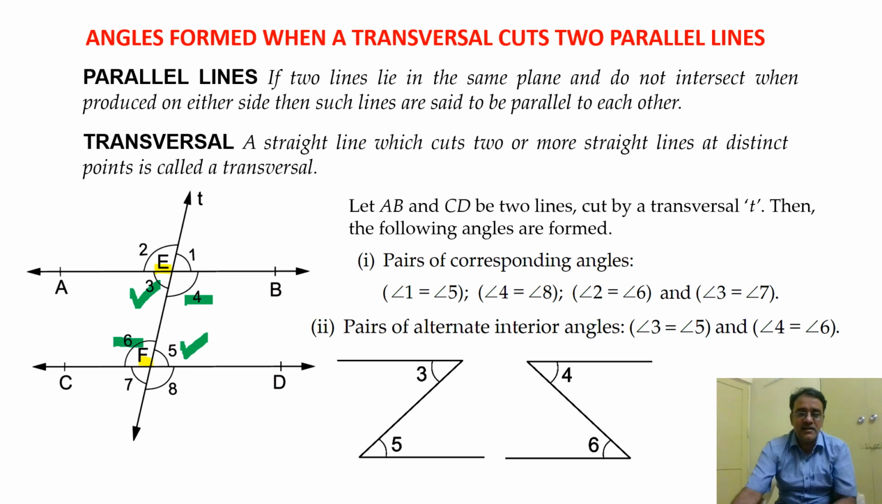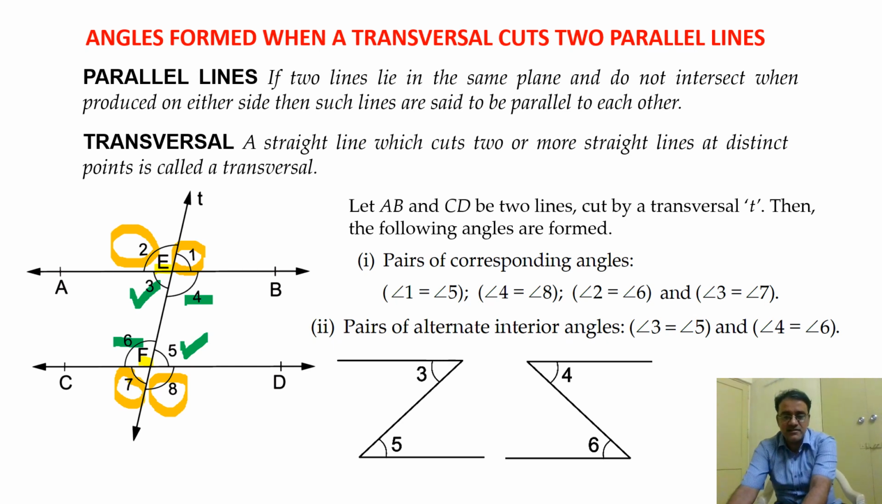Now let us move towards the next pair. One more pair is there: alternate exterior angles. Which will be the alternate exterior angles? Angle 2 and angle 8, angle 1 and angle 7. So there are two pairs of alternate exterior angles, and these also are equal to each other. So angle 2 is equal to angle 8 and angle 1 is equal to angle 7.